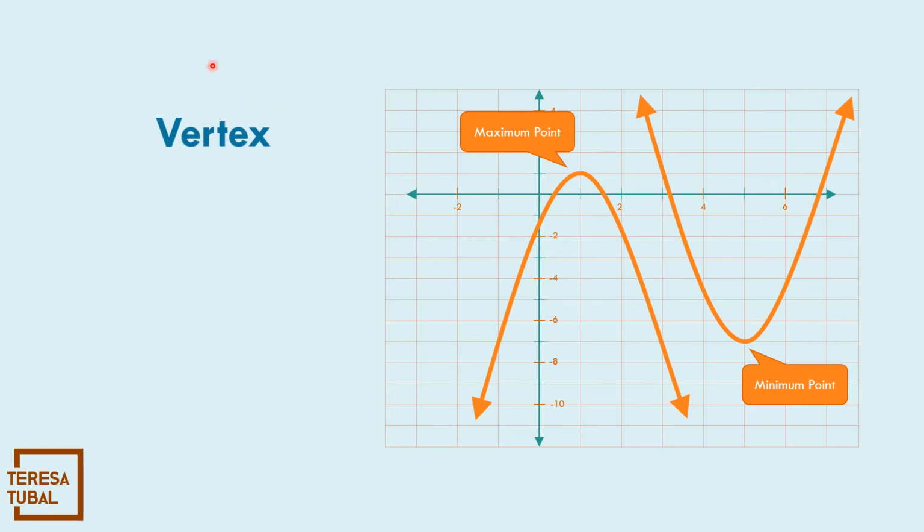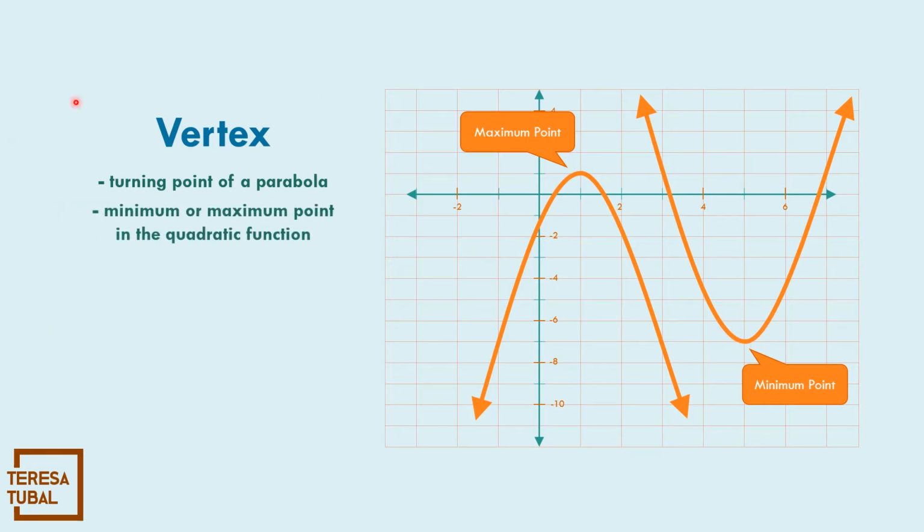How about the vertex? So let us see based on the two graphs, which is the vertex. Vertex, that is the turning point of the parabola. So this is the turning point of the parabola. So this is also the turning point of the parabola. Another definition of the vertex, that is the minimum or maximum point in the quadratic function. So this is the maximum point, and this is the minimum point of the quadratic function. So this is the vertex.